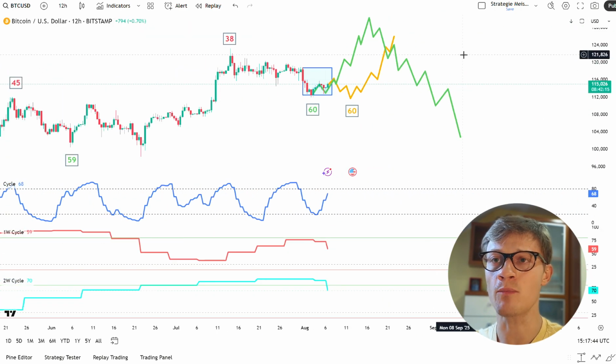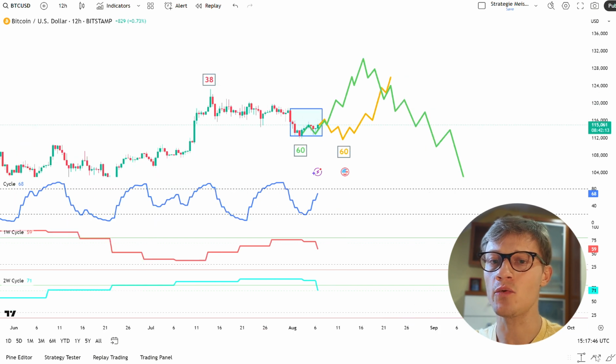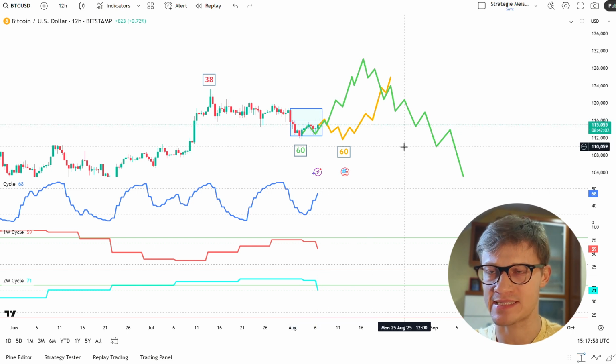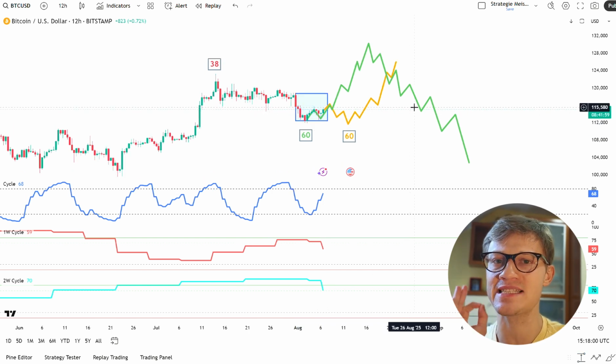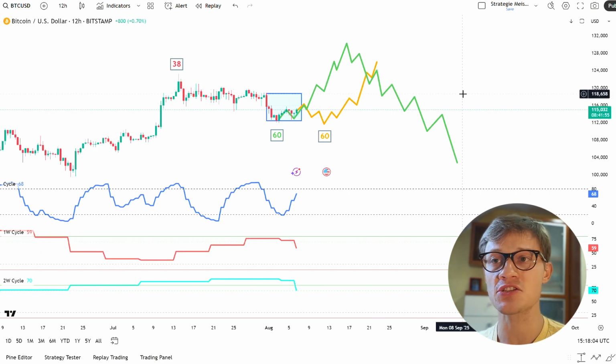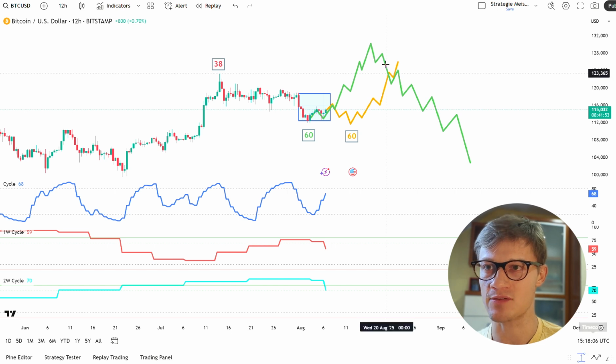Now, there is also a third possible scenario. If we're not going to go up right here, and if we're not going to make a new 60-day cycle high next week and go up from there, we might have a bearish cycle. This is the least probable scenario, because even in a bearish 60-day cycle, we still usually manage to go up. But sometimes, if the market is really bearish, we simply collapse to the downside.